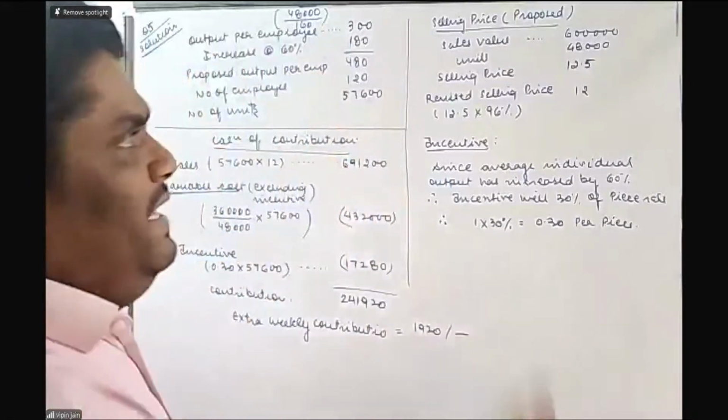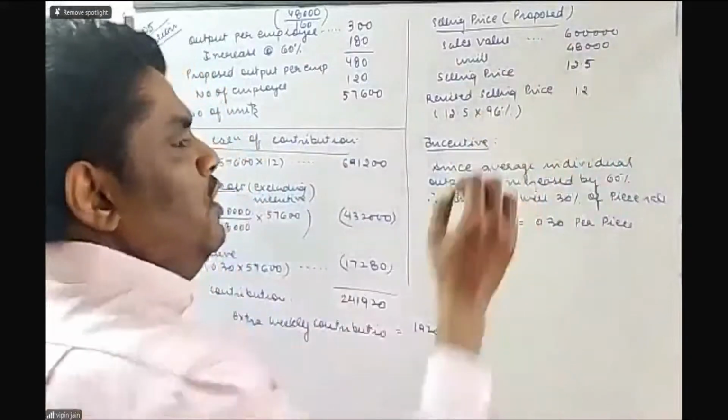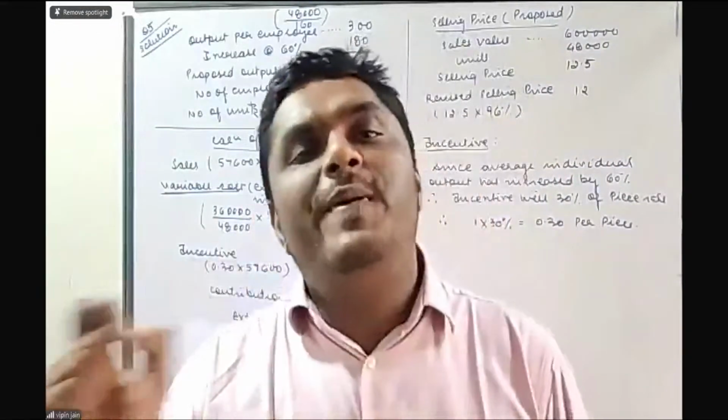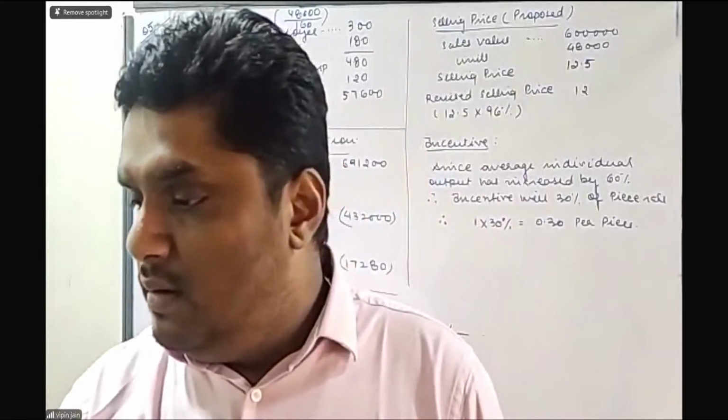Sabah Shakil, see, the sales value is 6 lakh. The units are 48,000. So the per unit price is 12.5. If you reduce 4% from 12.5, you will get 12 as the selling price.